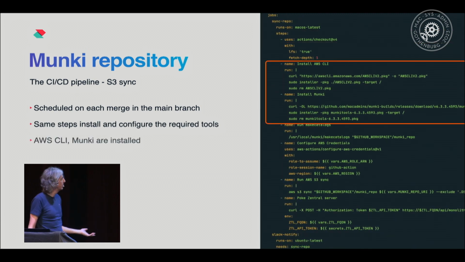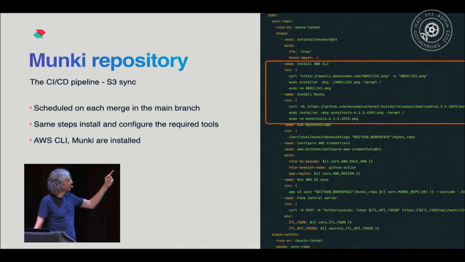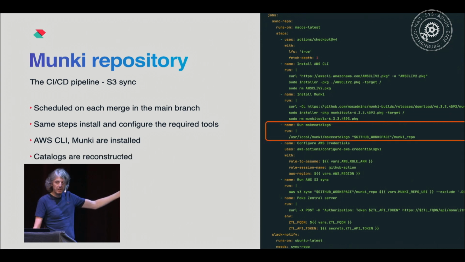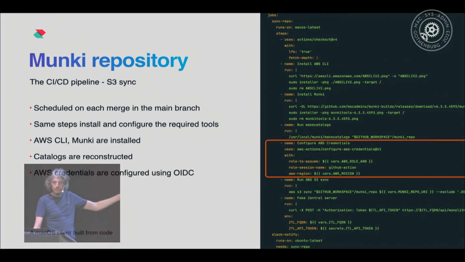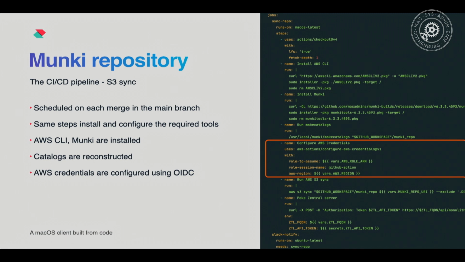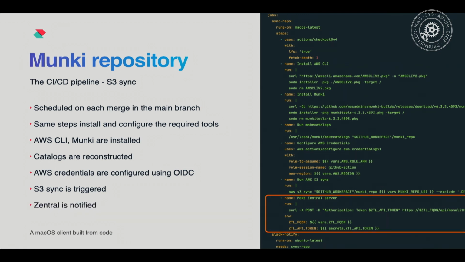Same thing, we check out the code, install the required tools, the command line interface tools, Munki. We rebuild the catalogs to make sure we have fresh catalogs and catalogs in sync. We use the same kind of authentication with AWS, where we get the credentials using OpenID Connect. And then we trigger the sync with S3. And finally, we poke the Central server.